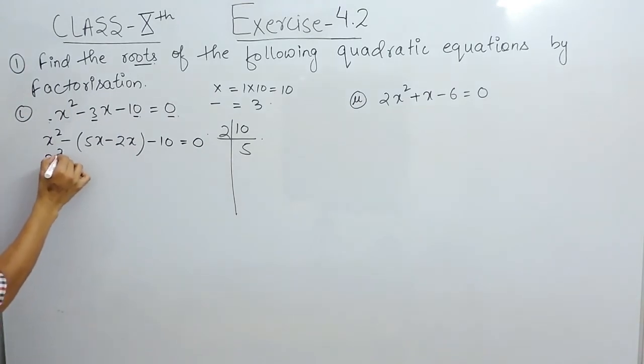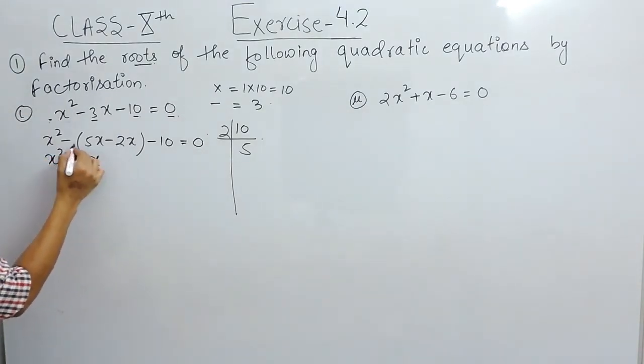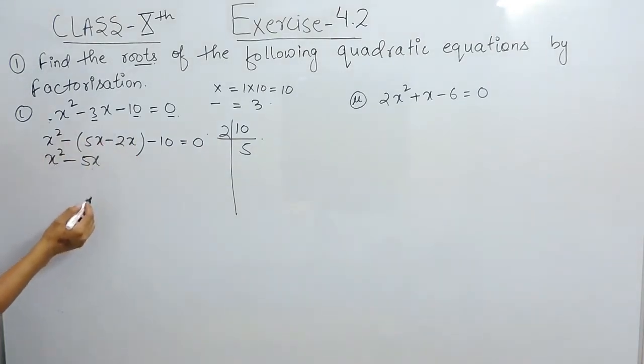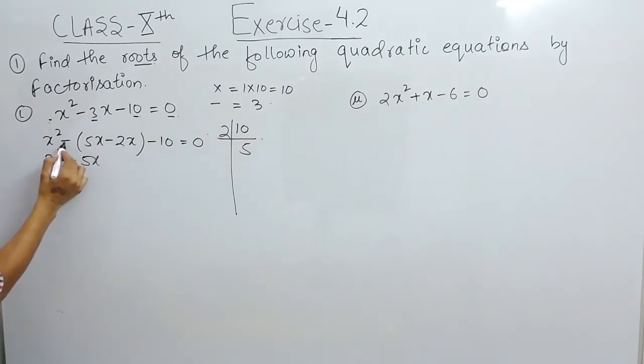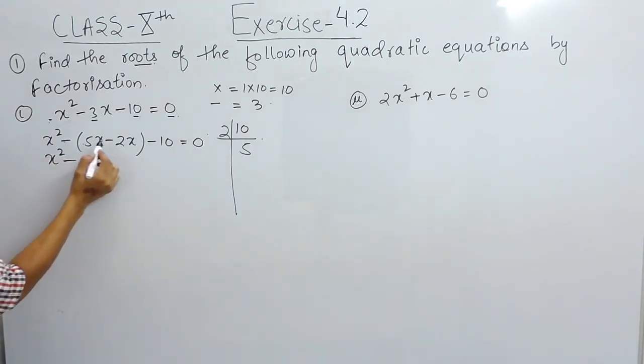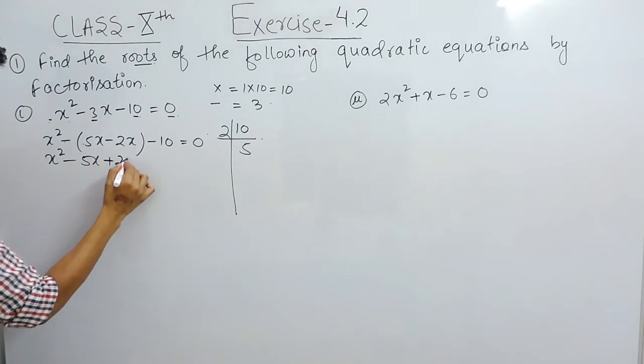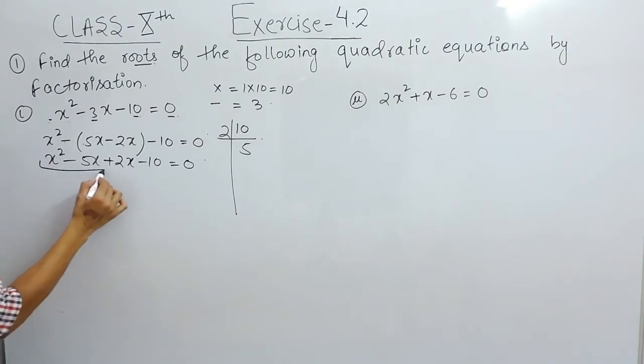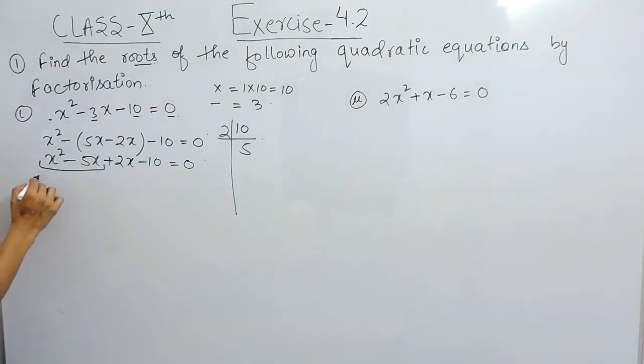Now you can open the bracket. When there is a negative sign outside the bracket, when it is multiplied inside, all the signs are changed: minus multiplied by plus gives minus, minus multiplied by minus gives plus. So this is plus 2x minus 10 equals to 0. Now from the first two terms you can take x common. If you take x out of x squared, only x will remain, and from 5x, if x is taken out, only 5 will remain inside.